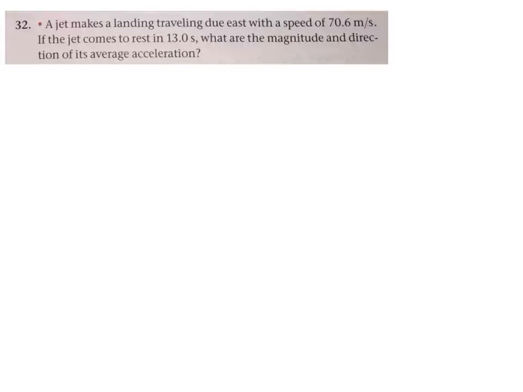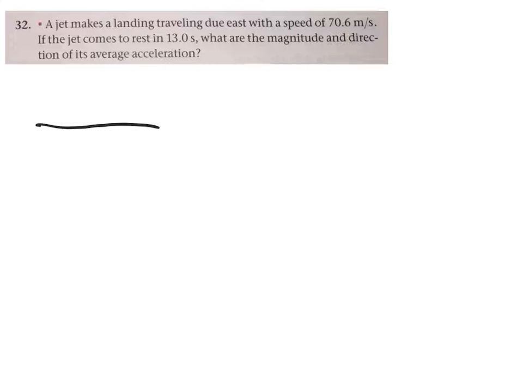Chapter 2, Number 32. A jet makes a landing, traveling due east with the speed of 70.6 meters per second. If the jet comes to rest in 13.0 seconds, what are the magnitude and the direction of its acceleration? So here I'm actually going to draw a picture, although it's relatively straightforward for us.